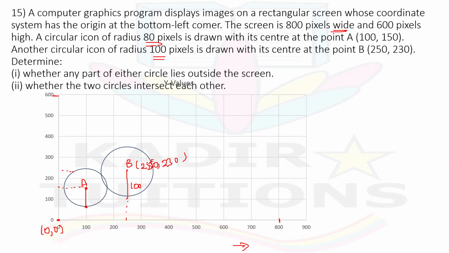Now we'll come to the question whether any part of the circle lies outside the screen. So does it lie outside the screen? No, right? Both the circles are lying inside the screen. What screen? It's the rectangular screen they talked about, right? So both are inside this rectangular portion. So both the circles are inside the screen only. Whether the two circles intersect each other, yeah, the two circles are intersecting each other. So this is the answer for this question. We'll see the next question now.